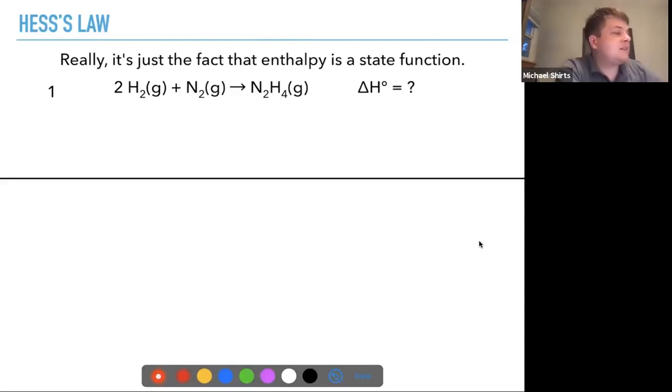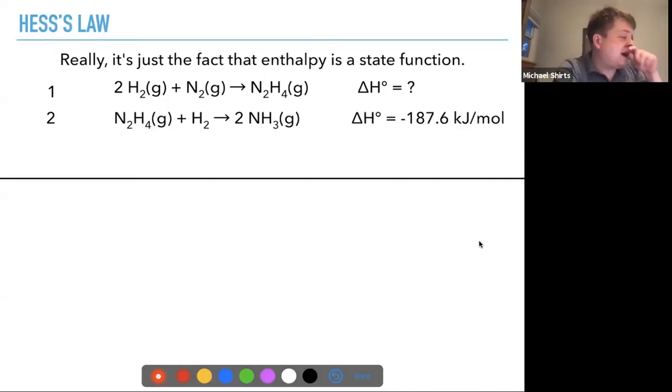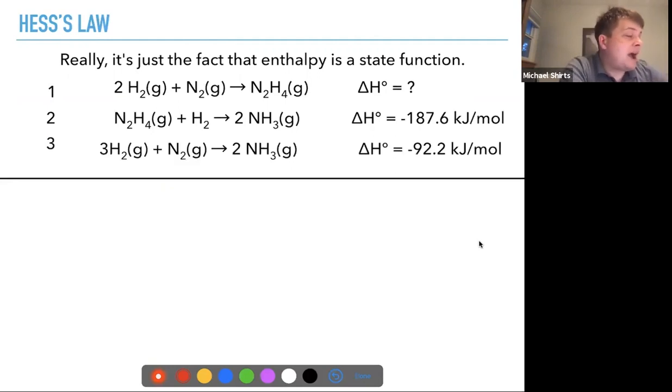So let's say we're interested in knowing the enthalpy of this reaction, hydrogen gas plus nitrogen to produce hydrazine, okay? But we don't have that enthalpy, but we do have the enthalpy of hydrazine reacting with hydrogen to produce ammonia. Standard state enthalpy is minus 187.6 kilojoules per mole. And we have the reaction of hydrogen and nitrogen in order to produce ammonia.